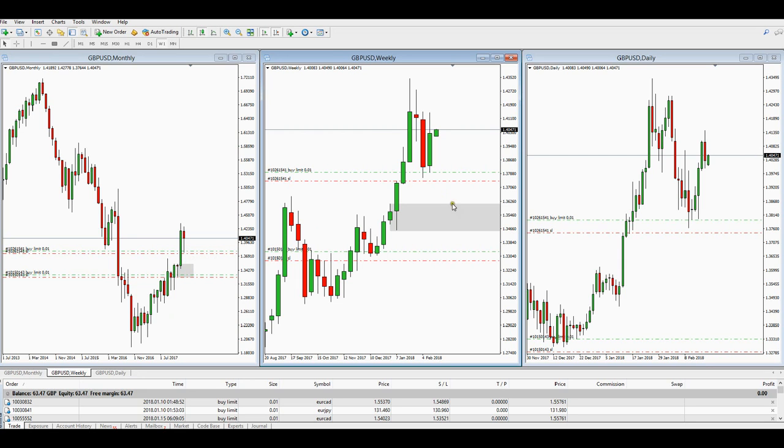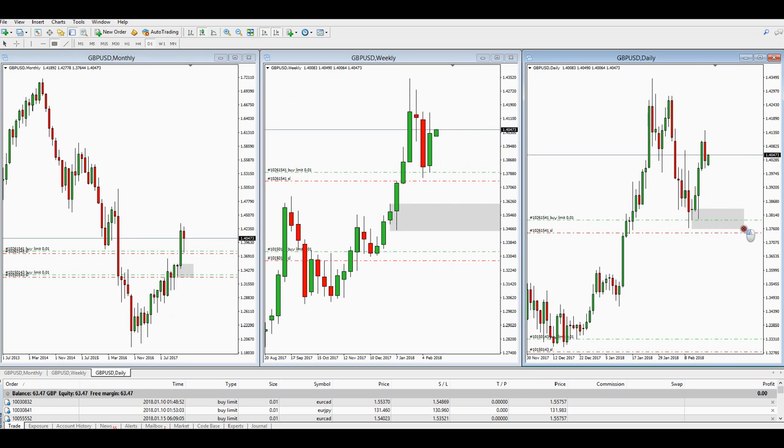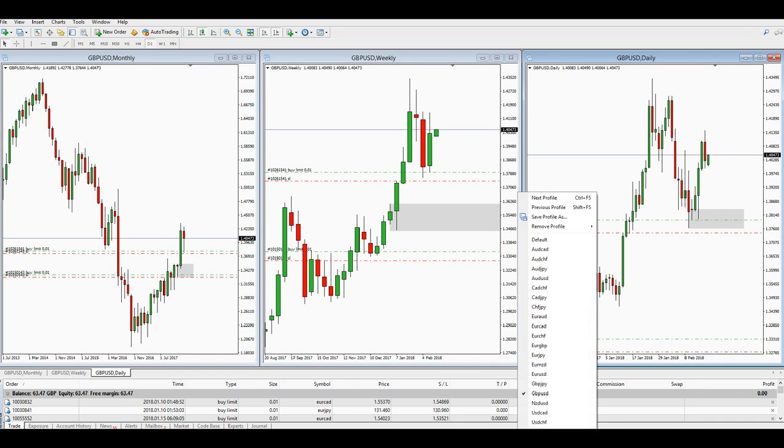Let's have a look on the weekly. This level is no longer valid because of this close here on this candle, but we've got a nice daily level. Look at the close above. Fantastic daily level here, and because this isn't like a range bound market here, there's a higher chance that this will work.